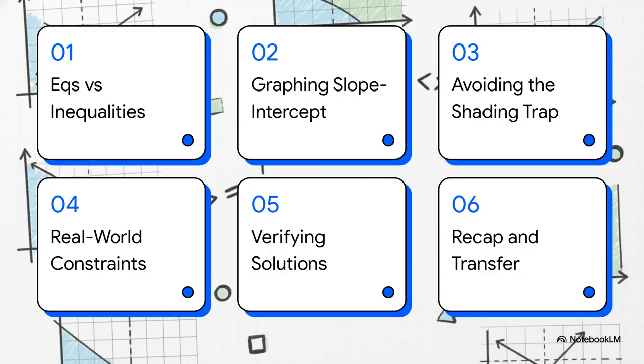Okay, let's take a quick look at our roadmap. We'll start by moving from basic equations to inequalities, then tackle graphing in slope-intercept form. After that, we'll learn how to dodge the infamous shading trap, apply this to some real-world contextual constraints, verify our solutions, and finally, recap and transfer everything we've learned. Let's get right into it.